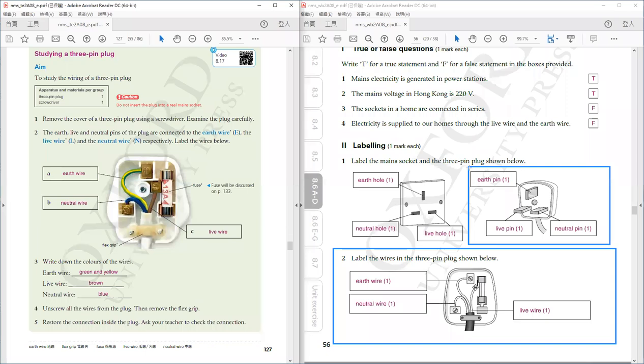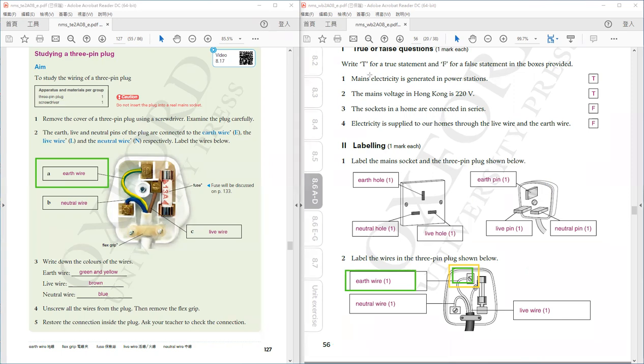So just now you understood that the top one is the earth pin. It's usually yellow and green in color. Therefore, we call this earth wire. That wire, we call it earth wire. And for your neutral pin, it looks blue in color. Okay. Neutral.